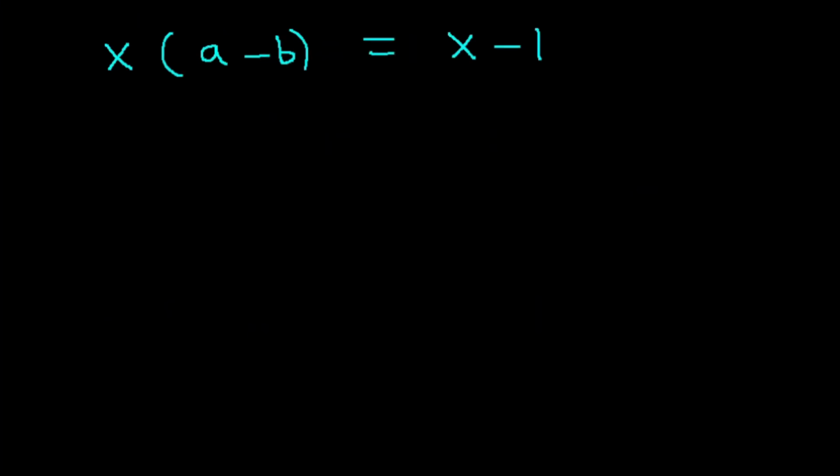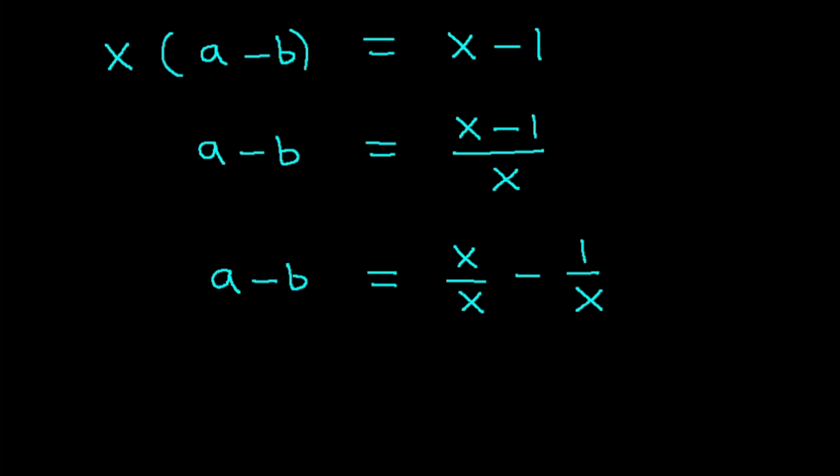To isolate a minus b, we divide the right side by x. So, a minus b equals x minus 1 divided by x. We can split this fraction into two parts, x over x, minus 1 over x. Since x over x is just 1, we find that a minus b equals 1 minus 1 over x.